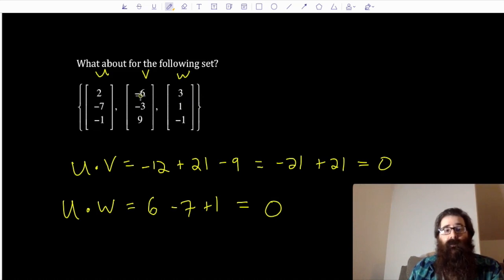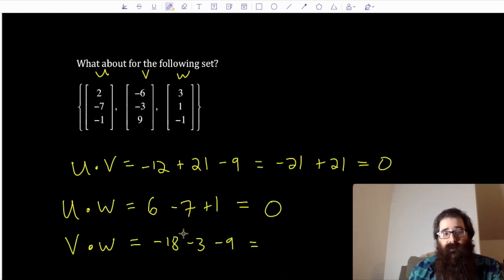So I did the first vector and the second vector, then I did the first vector and the third vector, but I still have to do the second vector and the third vector, so I need V dot W. Remember, the order that we do the dot product doesn't matter, so V dot W is the same as W dot V. Let's find those sums of products. -6 times 3 is going to give me -18, plus -3 times 1 gives me -3, plus -1 times 9 gives me -9. Now I can see looking at this that it's not going to work out very well.